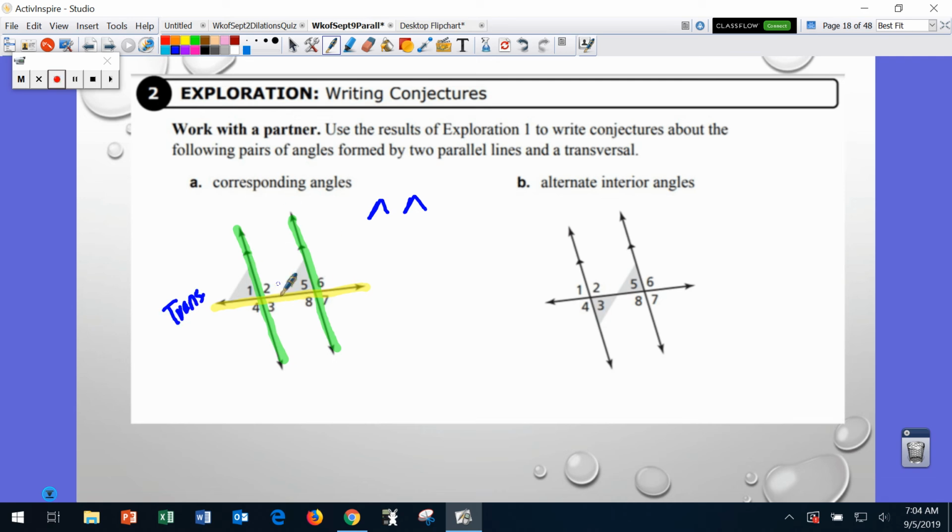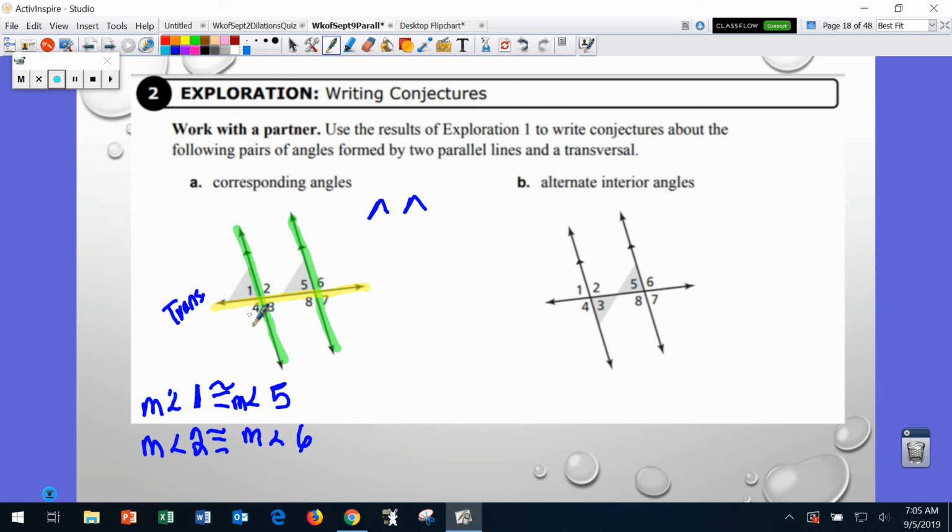All right, so corresponding angles. We want to find the corresponding angles here. We already know 1 is to the left of this line and 5 is to the left of this line. So the measure of angle 1 is going to be congruent to the measure of angle 5. I can also say 2 is to the right of this parallel line, and if I look at the other parallel line, 6 is to the right of it. So the measure of angle 2 is congruent to the measure of angle 6.